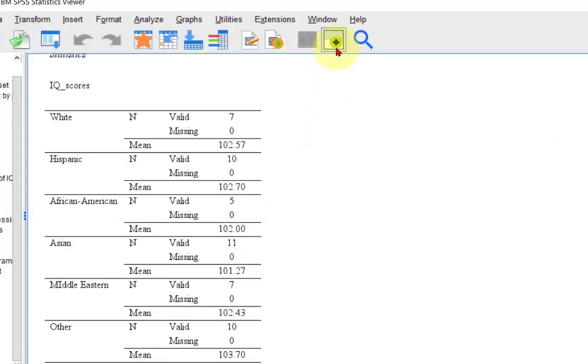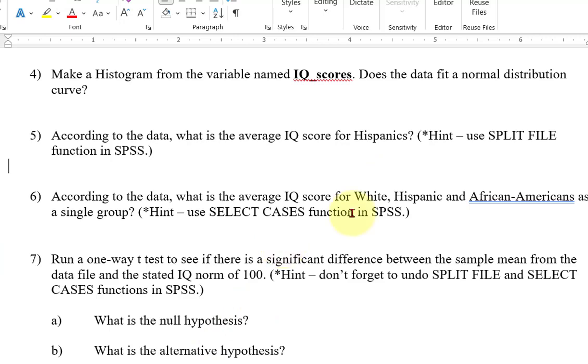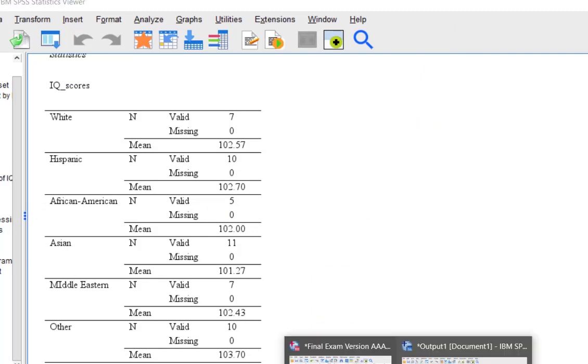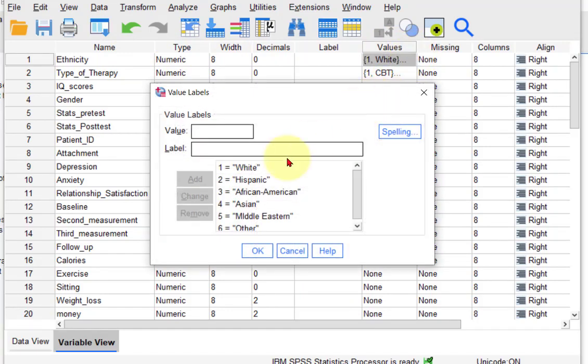Now we're going to select cases, but we don't know what the cases are. So let's go back and read the problem again. White, Hispanic, African American. So we're going to go into our data set and see what numbers white, Hispanic, and African American are. So that's 1, 2, 3. Those are the only ones we want. 1, 2, 3. So we don't want 4, 5, or 6.